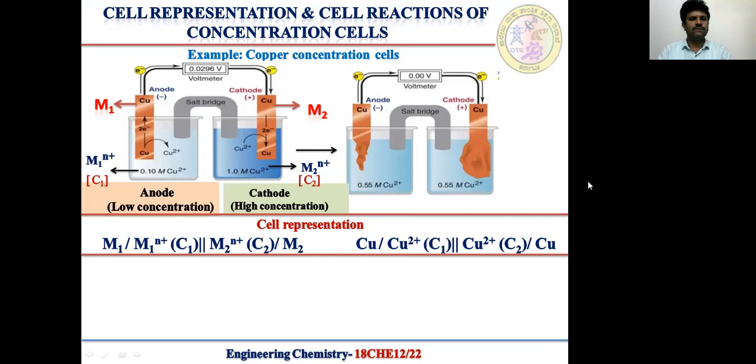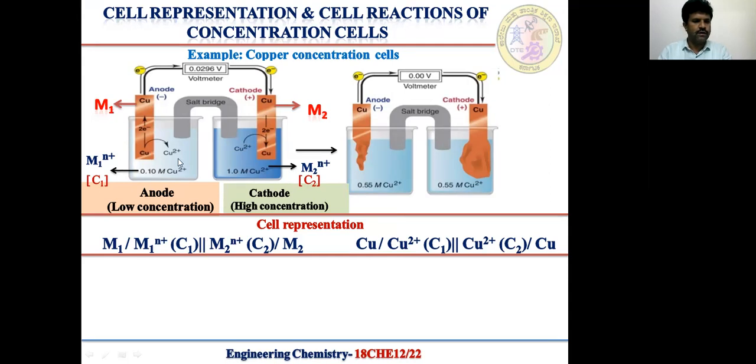So let's move to how to represent the cell and what are the electrodes and cell reactions of concentration cells. So, representation of concentration cells. As per convention, the anode should be written on the left side and the cathode on the right side of the anode, and anode and cathode are connected through a salt bridge.